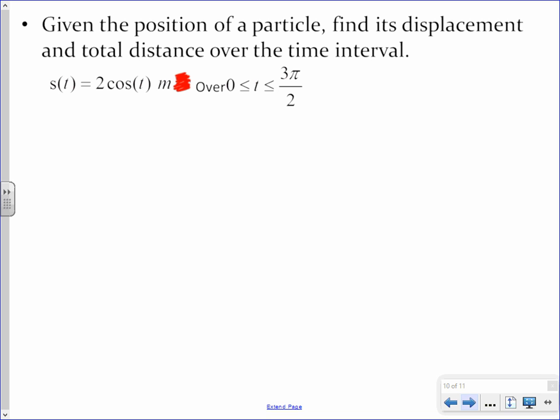Now, I gave you position, didn't I? What do we need in order to find displacement and distance? We need the velocity, okay? So our velocity curve would really be what?